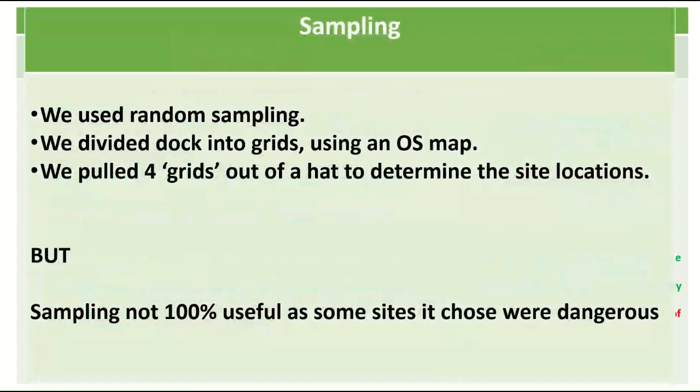So there's that point on sampling. We use random sampling. We divided the dock into grids using an OS map. We pulled out 4 grids out of a hat to determine the site locations, but the sampling is not 100% useful as some sites it chose were dangerous, so not particularly good.